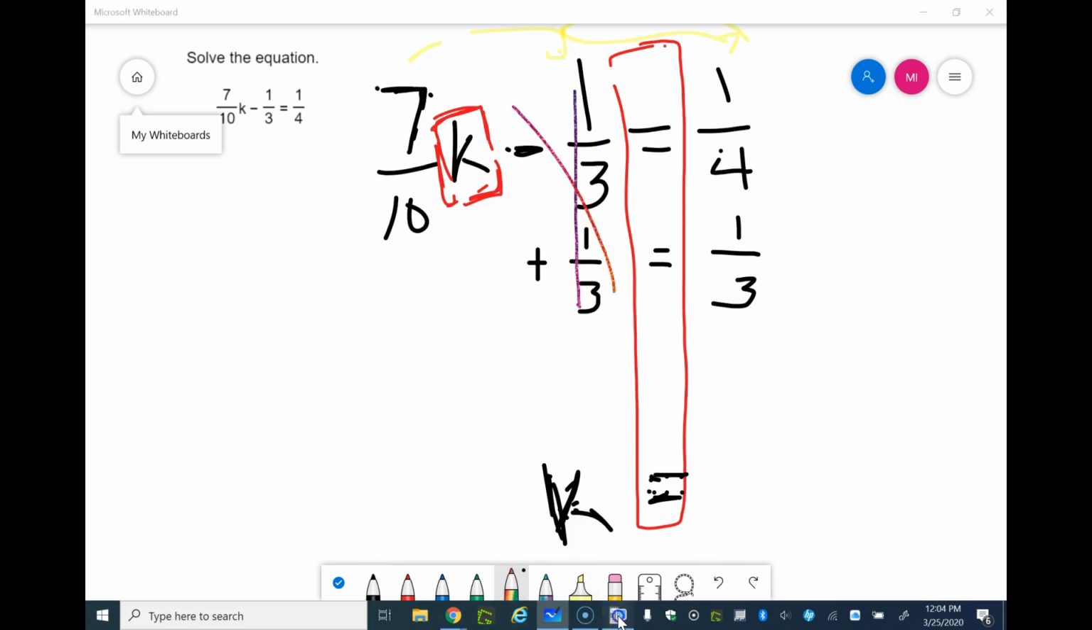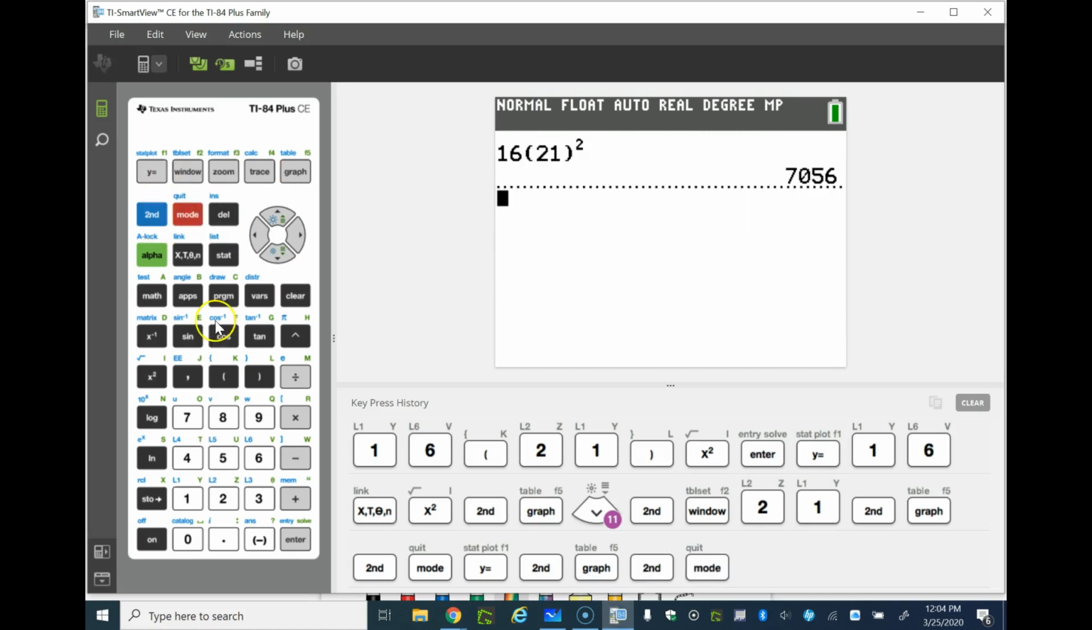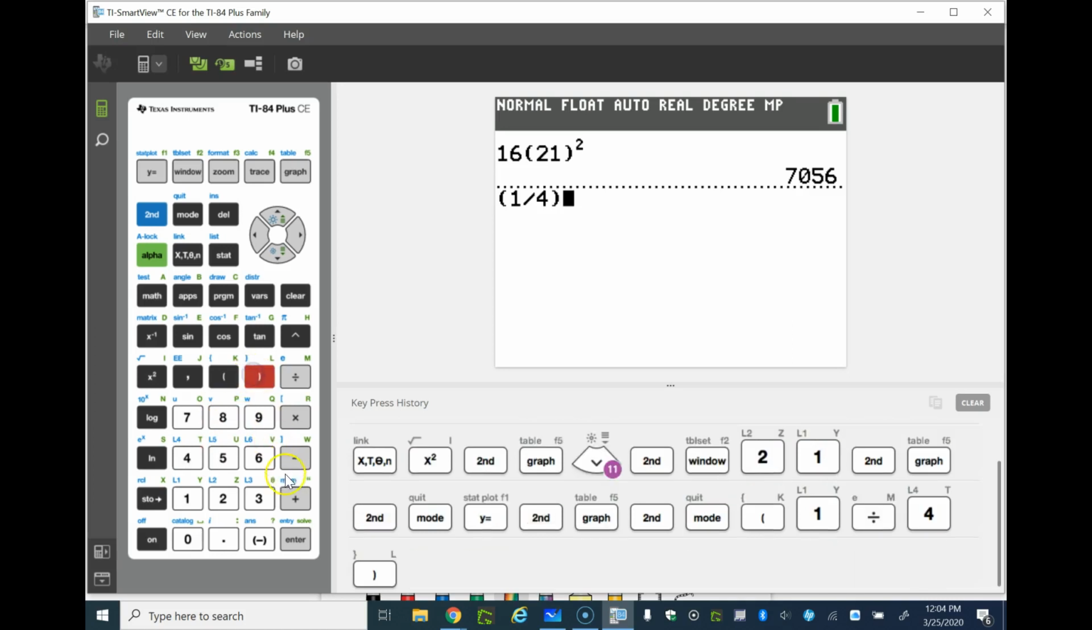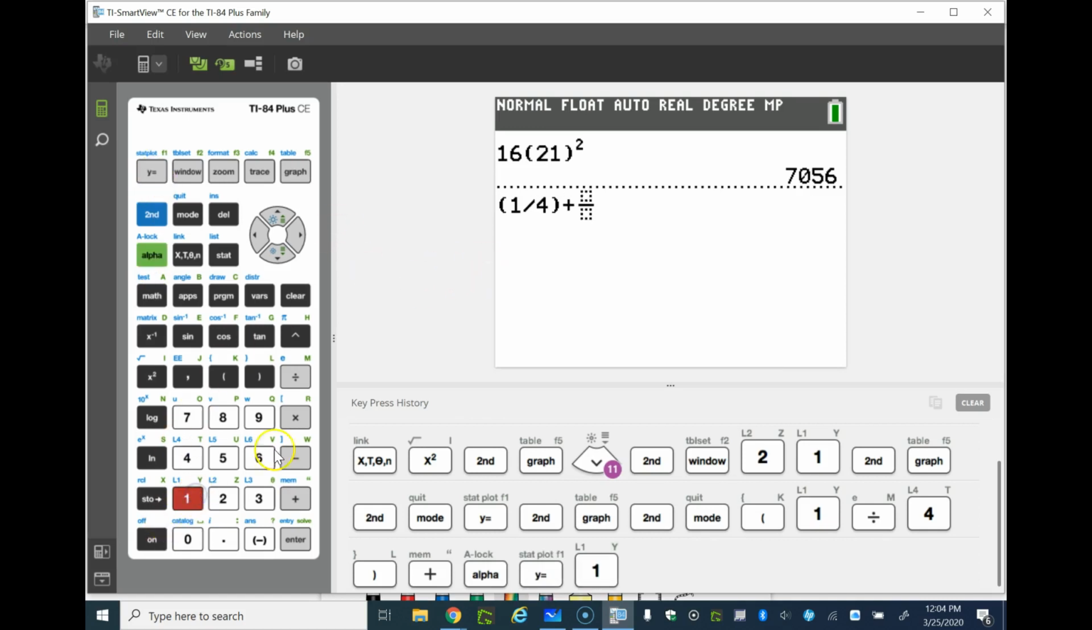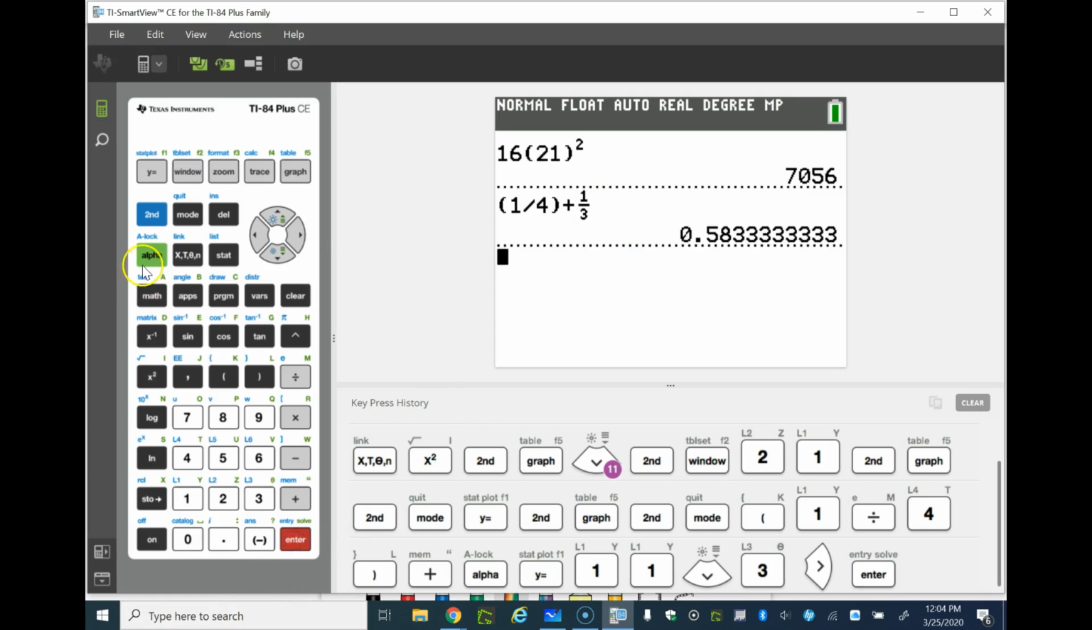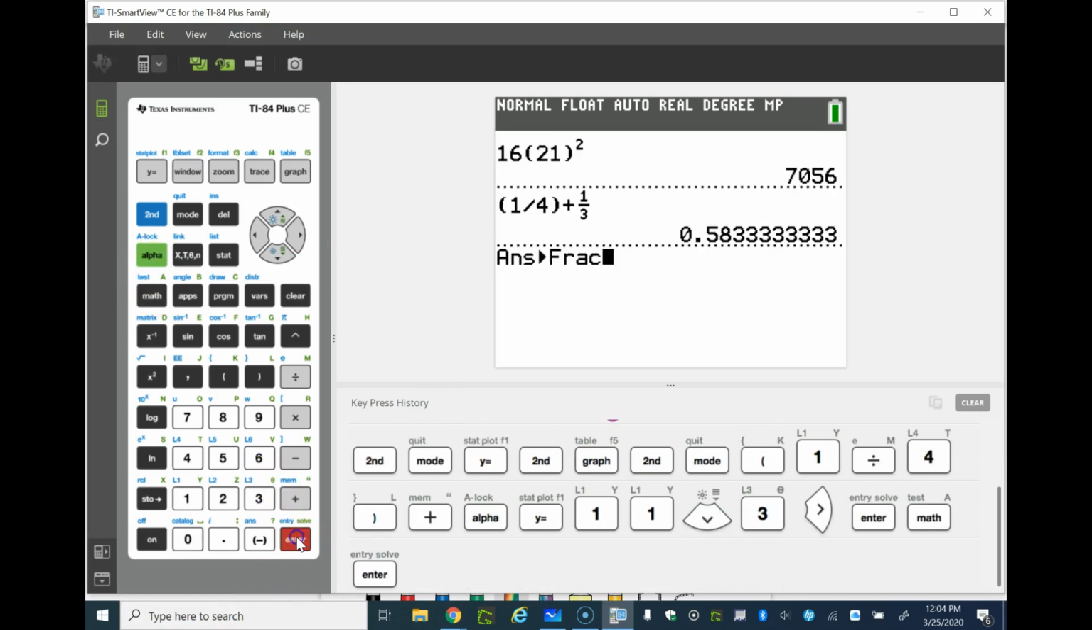And then we can come to our calculator and do, in parentheses, 1 divided by 4. You can actually use the alpha feature if you want to make your fractions, number 1, and then 1/3. That way you don't have to use the parentheses. If you don't have that alpha feature, you want to do it with the parentheses. If you do, you can change it this way. So here we hit math, enter, enter, and we get 7/12.